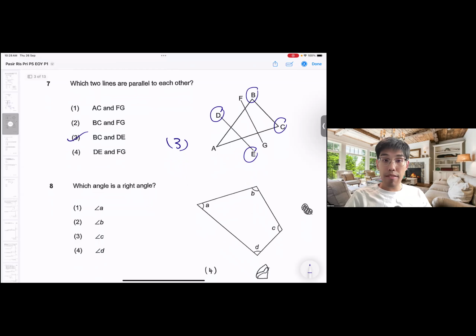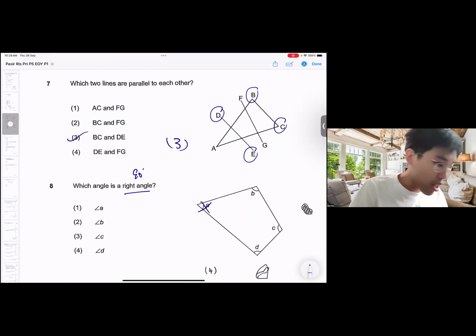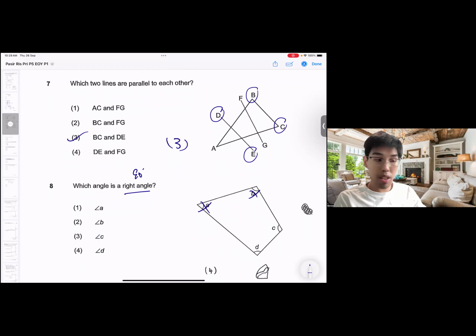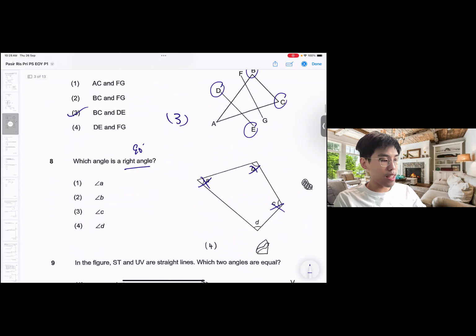Which of the angles is a right angle? Right angle means 90 degrees. Once again, based on observation, this is definitely out. Option B is more than 90 degrees. Option C is more than 90 degrees. Therefore, the answer is 4. Just nice is the answer here.